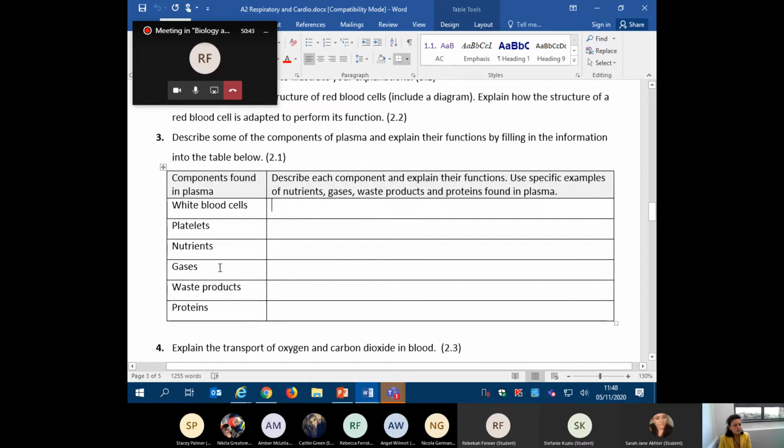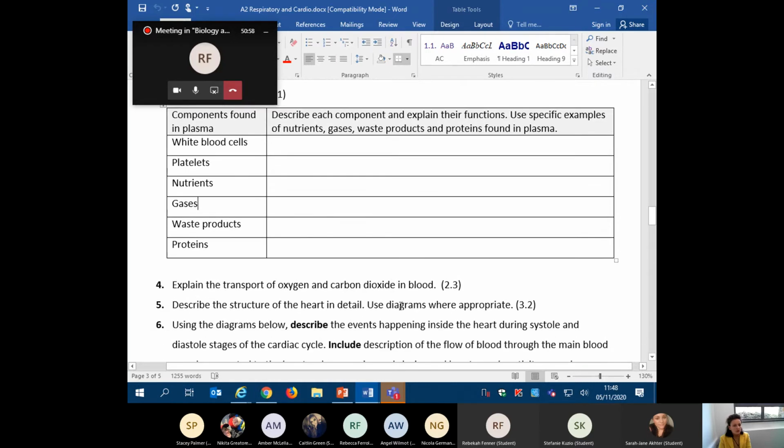Gases, you see CO2 and... Yeah, so gases will be CO2 and oxygen, the 2 main gases. You do have some nitrogen as well dissolved in plasma, but I'll let you look at that as we saw. All right.